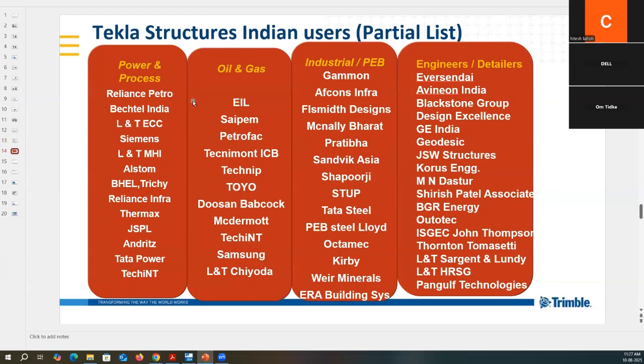If we are talking about some users in India, this is not all the users. They are just some of them. We are just trying to summarize the things for you. In the power and process sector, there are Reliance, L&T, BHEL, Trichy, and n number of companies in this list. Same goes with oil and gas. We have Toyo, EIL, Petrofac, well-known companies, and industrial engineers like Stubb, G India, Chorus Engineering, Thornton, and many more.